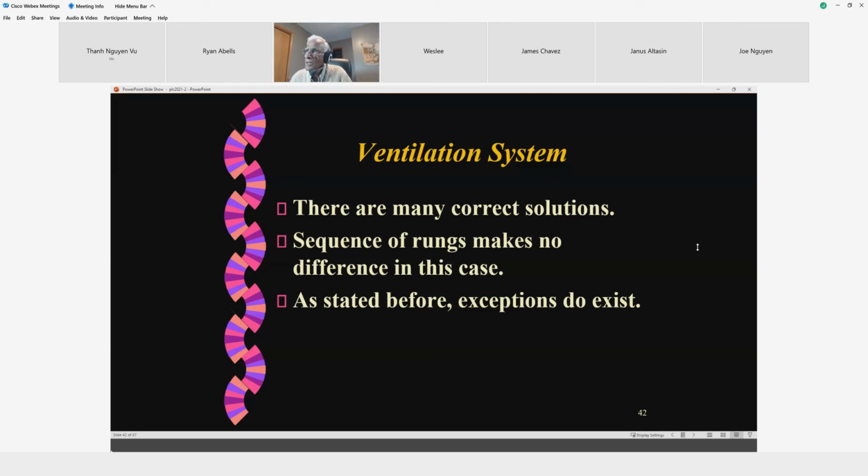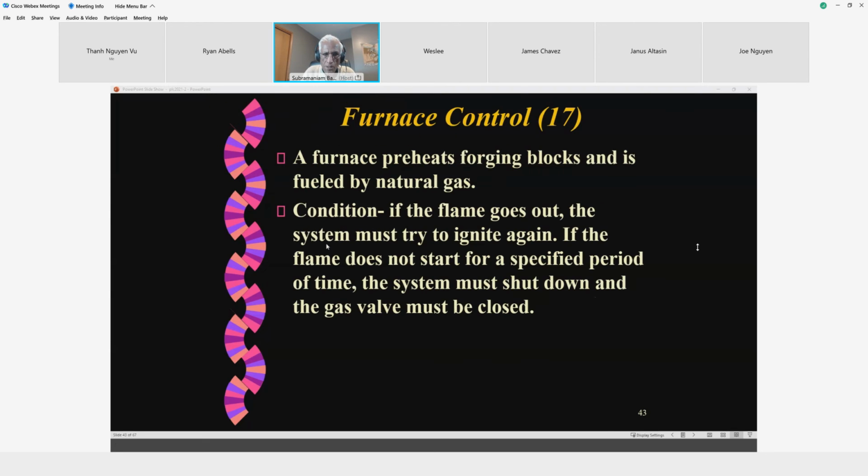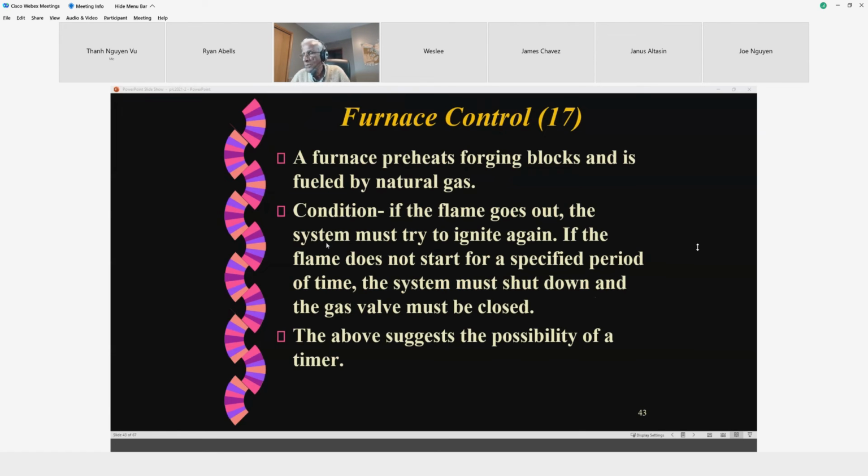Okay, but there are many correct solutions. Sequence is not critical in this case. And I said exceptions do happen and will come up later on. Now, I'm going to go into another example.